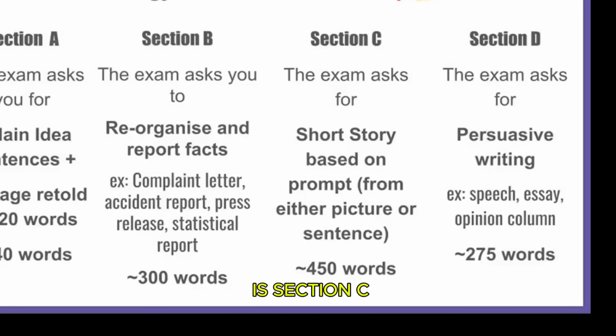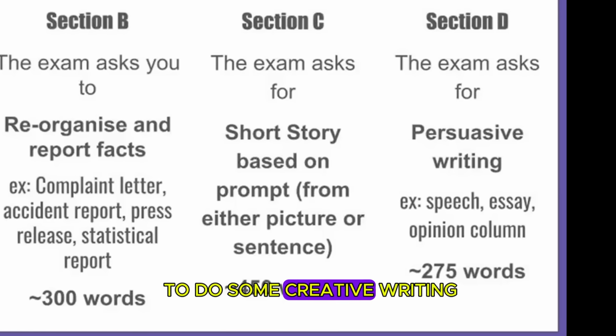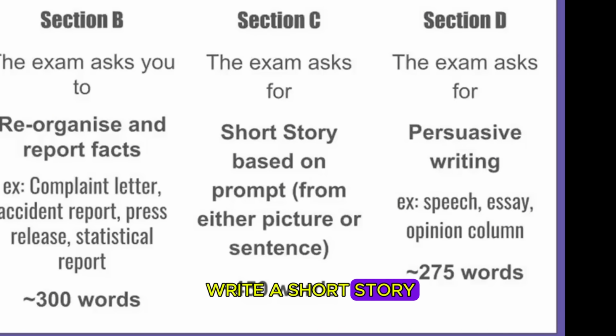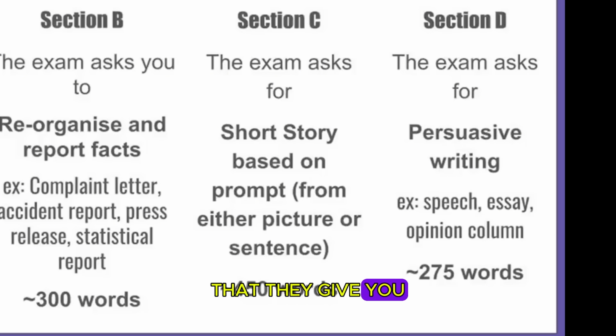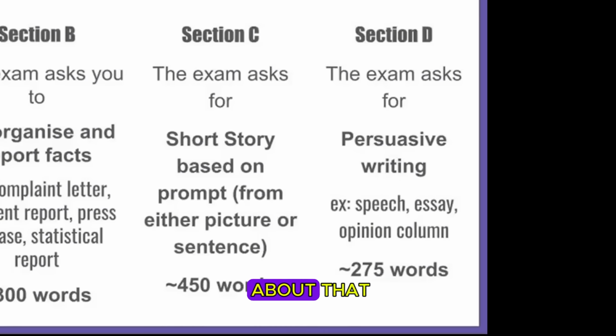So the third section is section C, and that asks you to do some creative writing. They want you to write a short story based on a prompt that's either a picture or a sentence that they give you on that particular day. They want it to be about 450 words or so. We're going to talk a little more in depth about that.